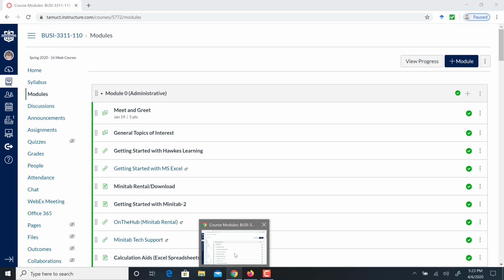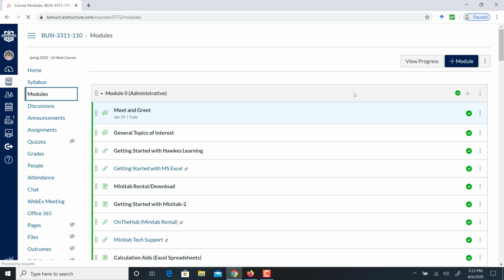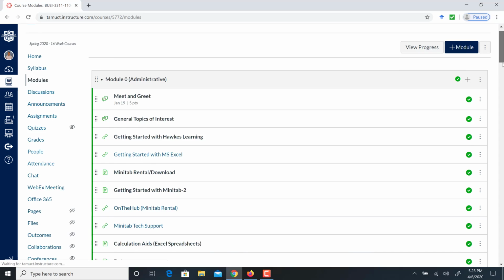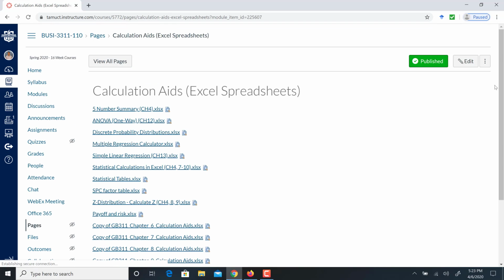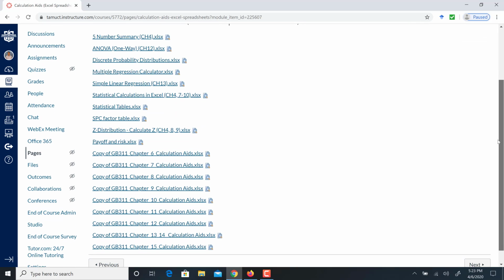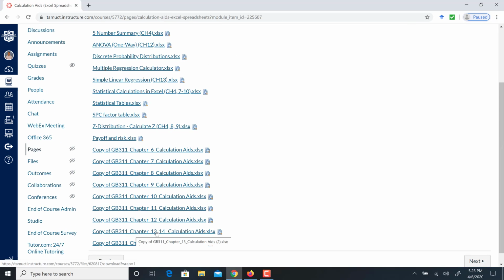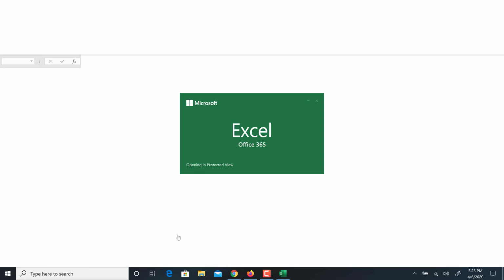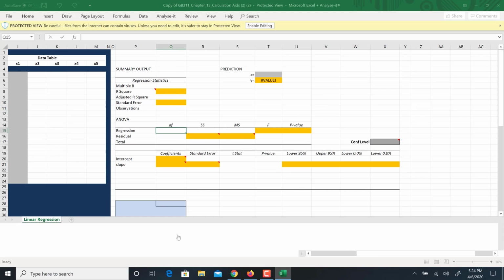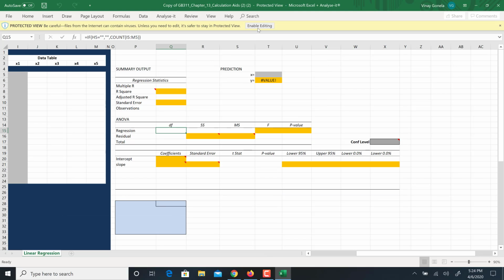I wanted to download my calculation aids, so I suggest you go to modules, module 0, and then go to calculation aids and then download the copy of GB 311 chapter 13-14 calculation aids. So this calculation aids includes both chapter 13 and 14. So I changed the title to 13 and 14. Previously it was only chapter 13. So we will use the same calculation aids for both chapter 13 and 14.